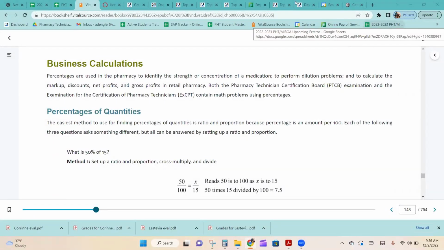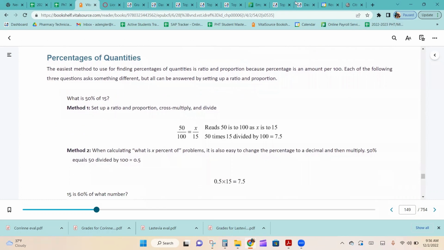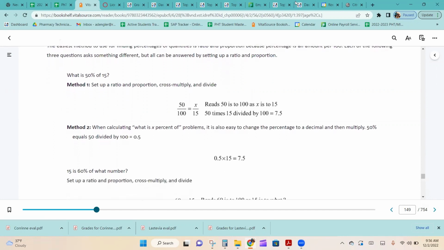Percentages are used in the pharmacy to identify the strength or concentration of a medication, to perform dilution problems, and to calculate the markup, discounts, net profits, and gross profits in retail pharmacy. Both the Pharmacy Technician Certification Board examination and the examination for the certification of pharmacy technicians contain math problems using percentages. The easiest method to use for finding percentages of quantities is ratio and proportion, because percentage is an amount per 100. Each of the following 3 questions asks something different, but all can be answered by setting up a ratio and a proportion.